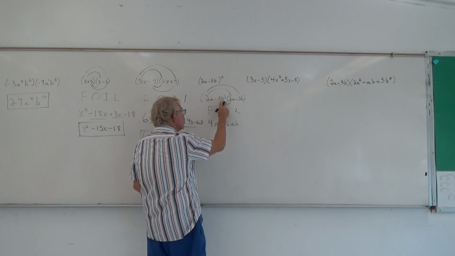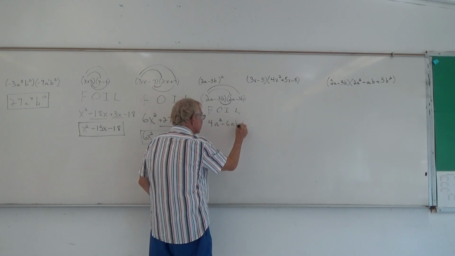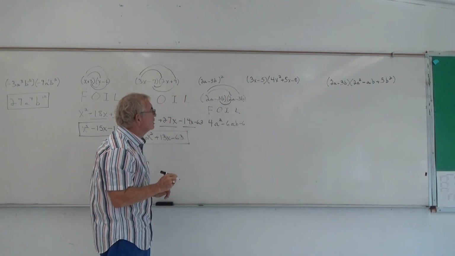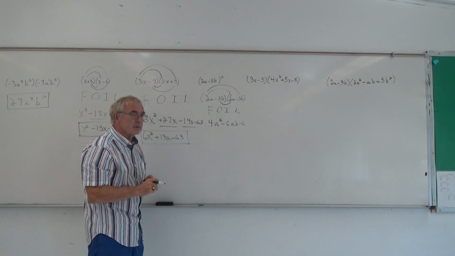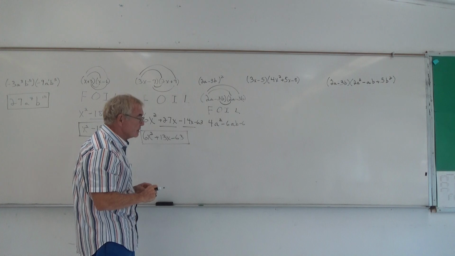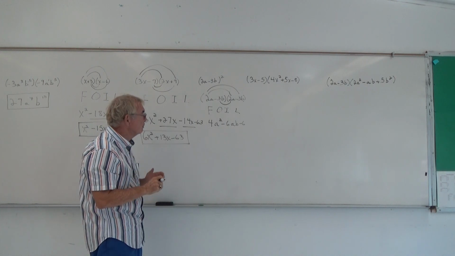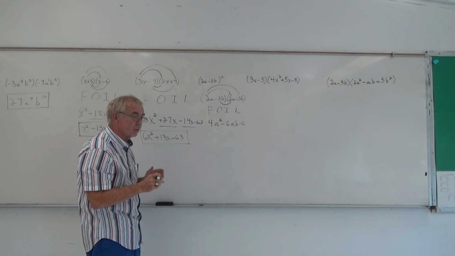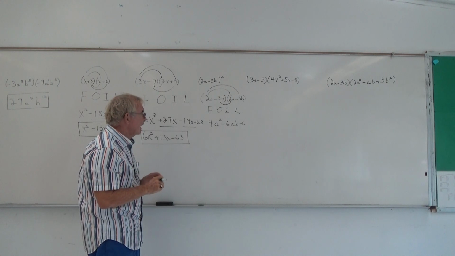Okay, negative 3 times 2 is negative 6. Now, I encourage my students to be consistent. If they were to write BA, it's the same as AB. That's called the commutative property. You can reverse the order in multiplication. But I just have a rule.